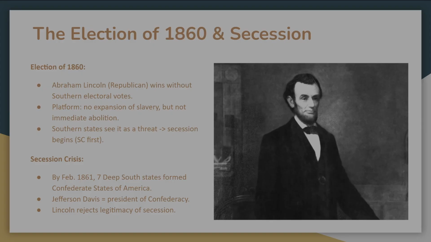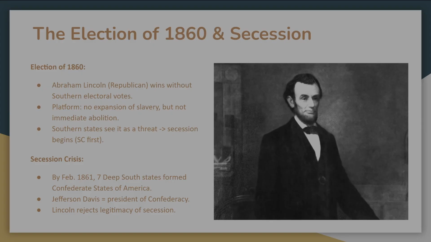His platform was no expansion of slavery, but it was not immediate abolition. Southern states see it as a threat, and secession begins. By February 1861, 7 Deep South states formed the Confederate States of America.